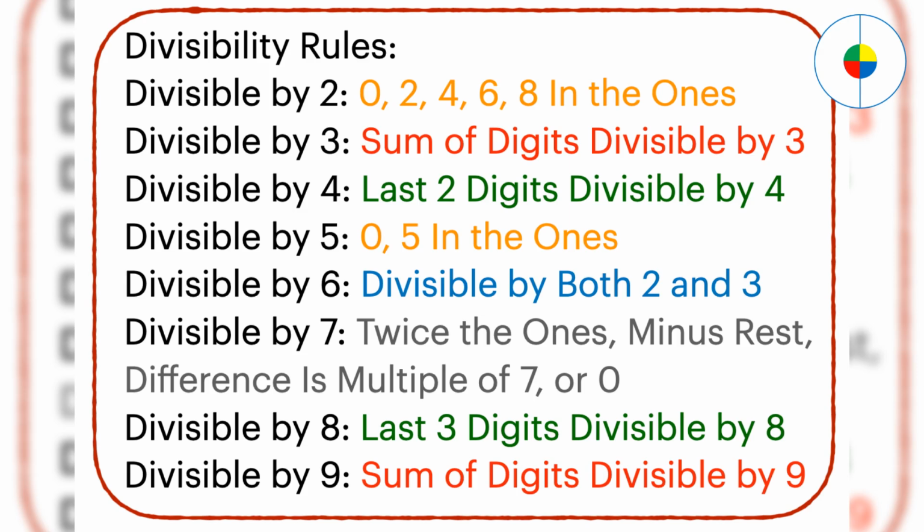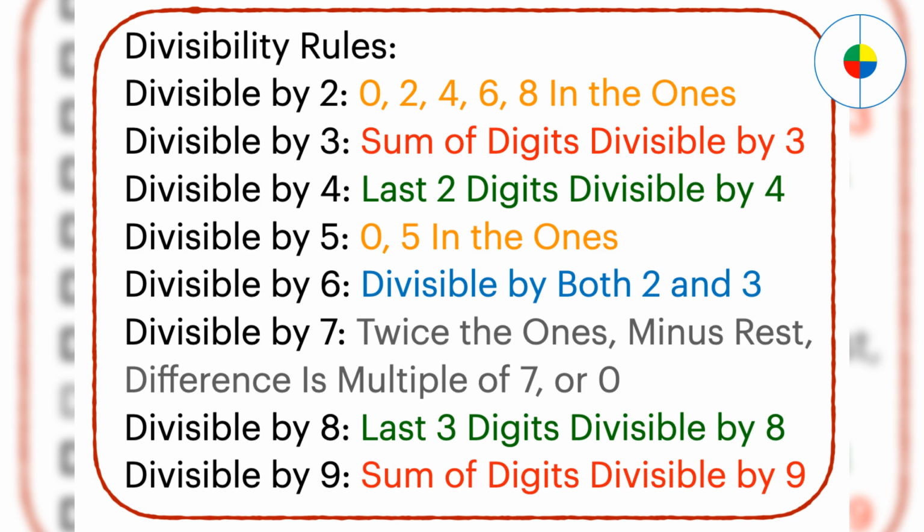Divisible by 2. If a number's last digit is an even number, like 0, 2, 4, 6, 8, it is always completely divisible by 2. Divisible by 3. A number is completely divisible by 3 if the sum of its digits is divisible by 3. Divisible by 4. If the last two digits of a number are divisible by 4, then that number is a multiple of 4 and is divisible by 4 completely. Divisible by 5. Numbers which end with the digits 0 or 5 are always divisible by 5.